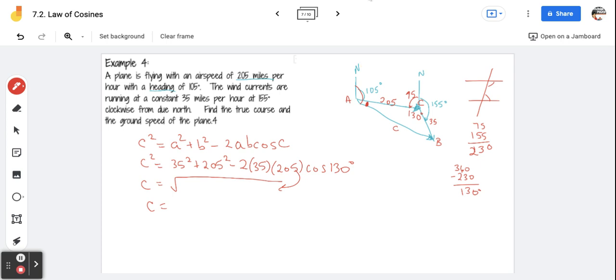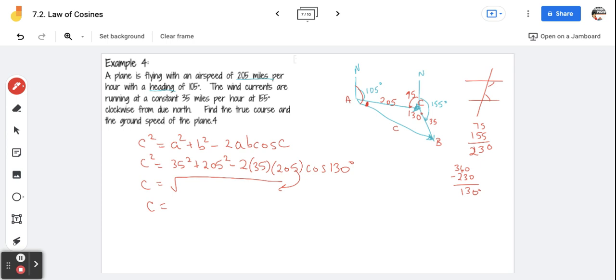35, 205, and 130 is the angle. I already got it in there because I had actually done that. So this is where I calculated it: 35 squared plus 205 squared minus 2 times 35 times 205, cosine of 130. And then I need the square root of that. So square root of 52474.229. So that is the ground speed of my plane.